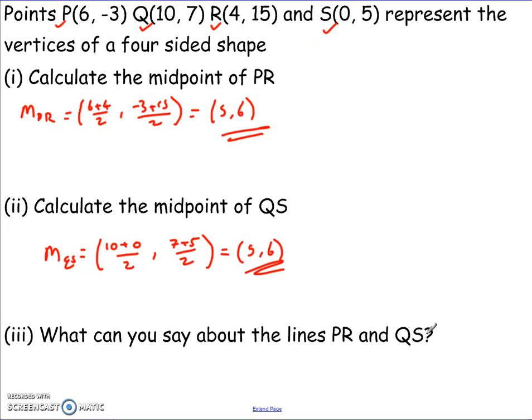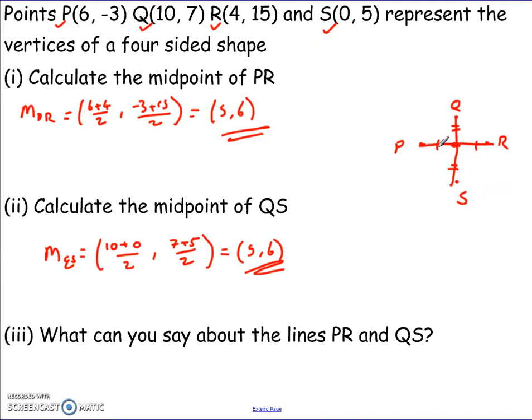What can you say about the lines PR and QS? Well, we set it up to be 4 vertices of a four-sided shape. So there's P, Q, R, and S. Remember, this is roughly what it looks like. There's my line P to Q, there's my line P to R. Now the midpoint of PR is 5, 6, but the midpoint of QS is also 5, 6. So they both have their midpoint at the same point. What that means for QS is that this portion of the line and this portion of the line are the same, and for PR, this portion and this portion are the same.